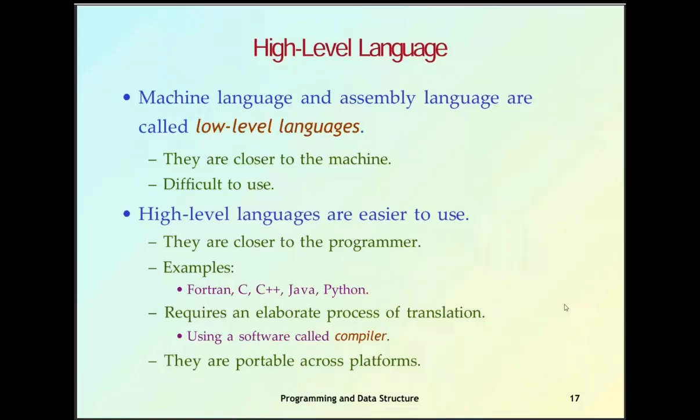Now, these high level languages are typically portable across platforms, because the code that you write on one machine, you can use the same code on another machine. And here the compiler plays a very important role. The compiler will convert your code into machine level language that your machine is able to understand. If you have any doubt, please ask as of now.